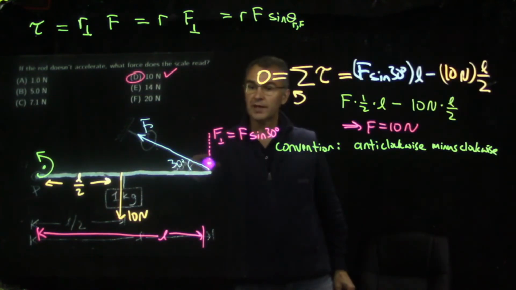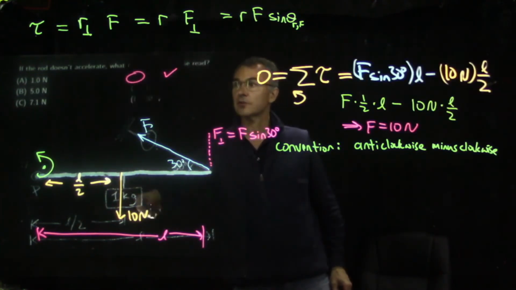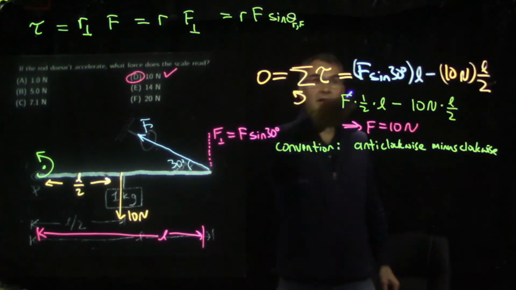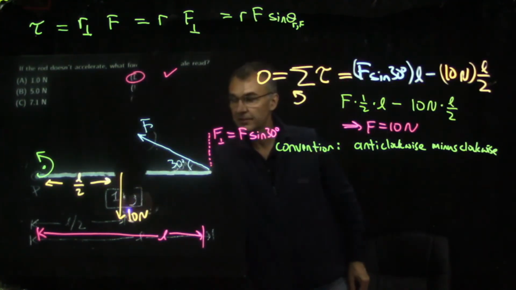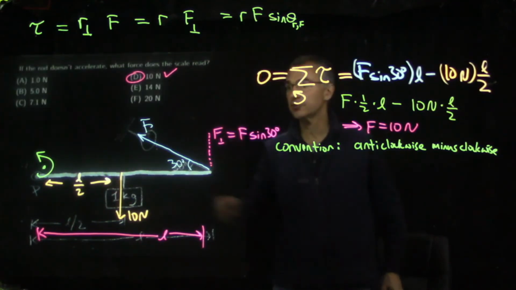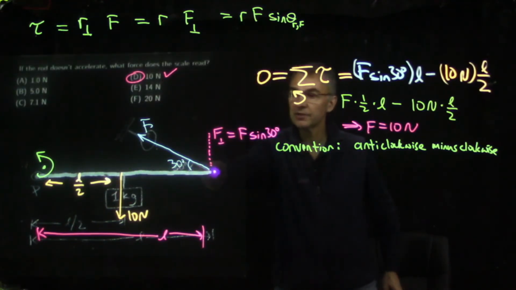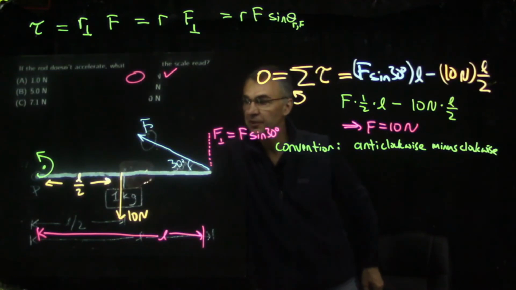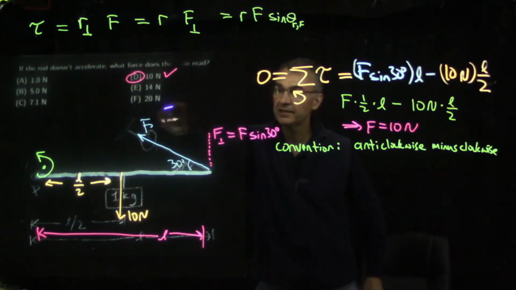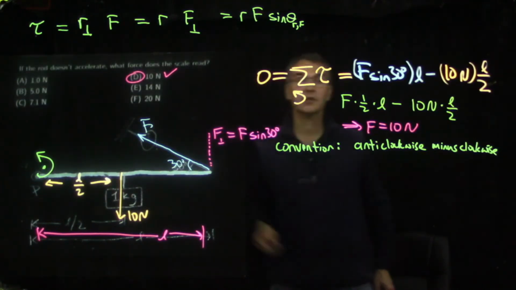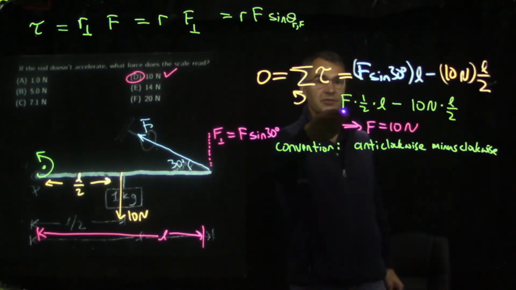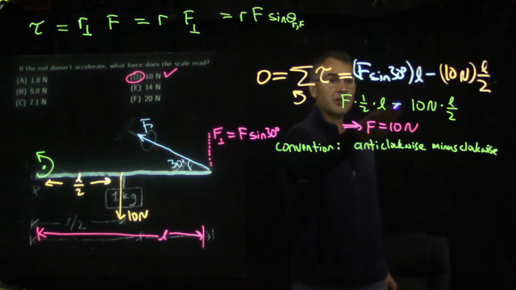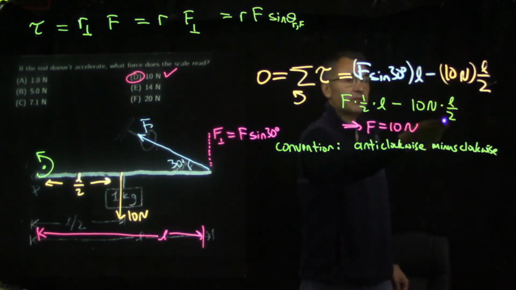So we'll do anti-clockwise minus clockwise. So this is F sine 30 degrees times L minus 10 newtons times L over 2. Horizontal displacement times vertical force, horizontal displacement times vertical force. Anti-clockwise is positive, clockwise is negative. Sine of 30 degrees is a half. So this is F times a half times L minus 10 newtons times L over 2.